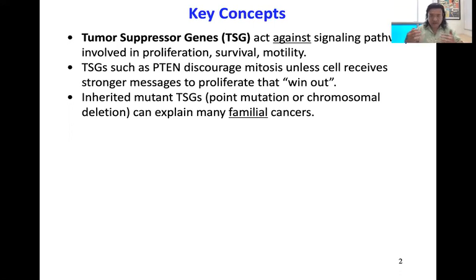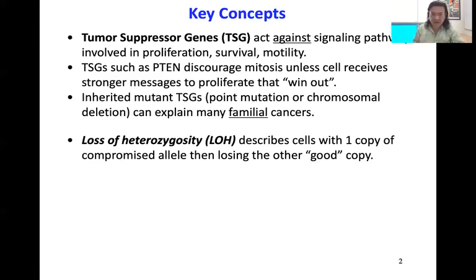In other words, the reason why a child is at greatly elevated risk of developing a particular cancer compared to the normal population, right, may be due to the fact that he or she inherited one bad copy of something like RB or PTEN. Right? And that's why those cancers can be followed through family generations.